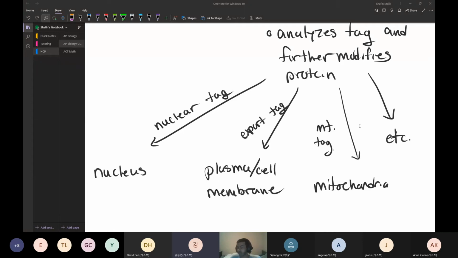Okay, when I call these tags like nuclear tag, export tag, mitochondria tag, etc., I'm referring to a category. There is not one single nucleus tag or one single mitochondria tag. For our purposes, since we're not in a biochemistry class, we're just in a biology class, we just have to know the category. So all you need to know is that if there's a general mitochondria tag, it will go to the mitochondria.